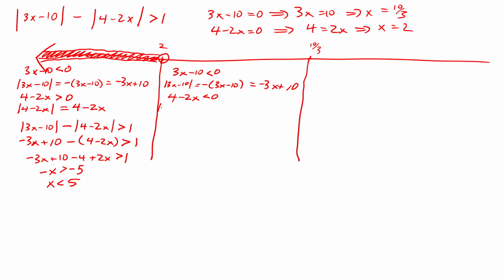Now, in this interval between 2 and 10/3, 4 minus 2x will be less than 0. For instance, let x be the number 3. 4 minus 2 times 3 is less than 0. So the absolute value of 4 minus 2x will equal the negative quantity 4 minus 2x, which is negative 4 plus 2x.